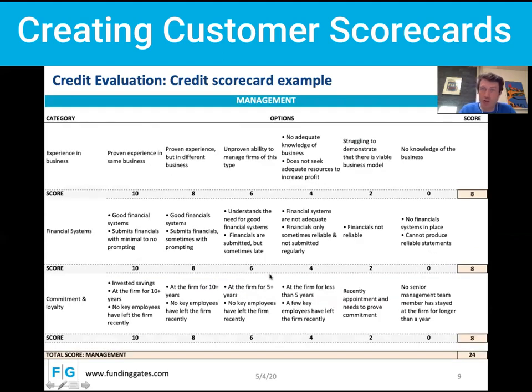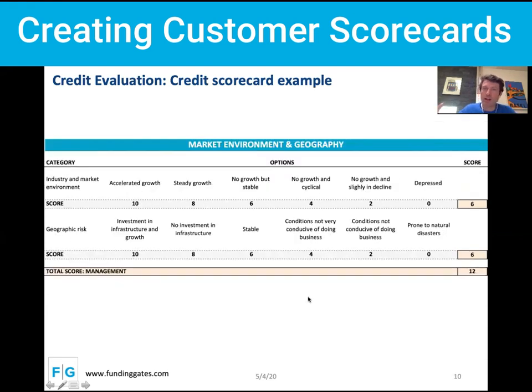Then there's the quality of the management team. How many years of experience does the management team have? You know, the quality of its financial systems, right? How long has the team been around, right? And then you can also assign a score to each of those segments over here, add them all up. That gives you a score of 24. And then the overall market environment, industry, macroeconomic, basically environment of the customer, right? You know, is the industry accelerating or declining, geographic risk, etc., right? So you can assign a score here and then add it up, and that gives you a score of 12 for the market environment and geography.